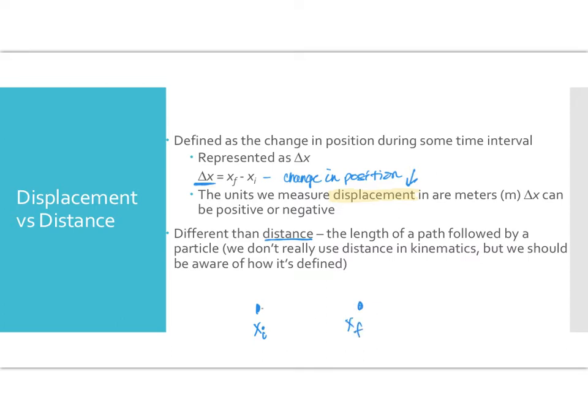The object might have just gone from here to here, but it also might have gone maybe all the way over here and then turned around. And so this is like path 1, and this is path 2. Now, for both of these paths, the displacement will be the same because you have the same initial and final positions. But the distance traveled for path 2 is going to be bigger than the distance traveled for path 1.